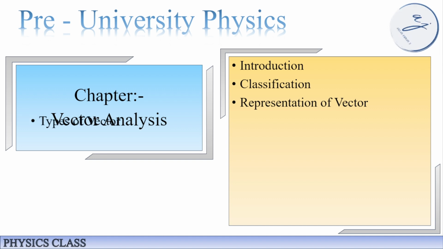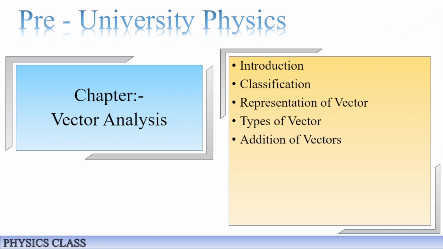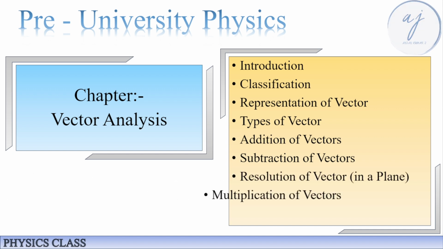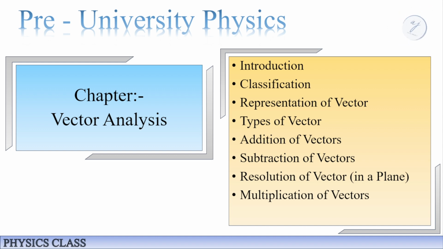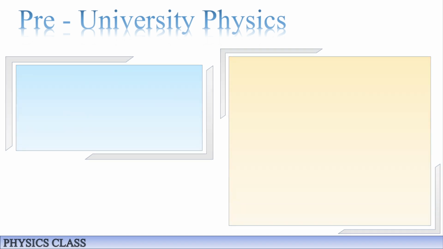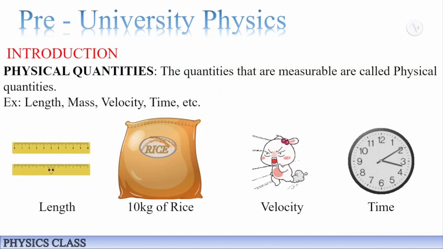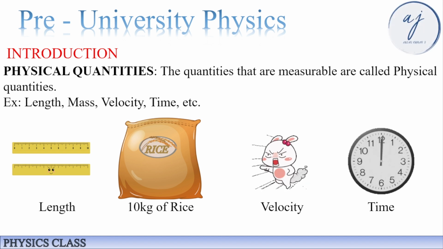I'll be starting a series under pre-university physics. This will help you to understand the concepts much better than your classroom discussion. Under pre-university physics, let me start with vector analysis. Before getting into vector analysis, let me define what we mean by physical quantity. Then we'll classify the physical quantities. Then we will end this class with a representation of vector.